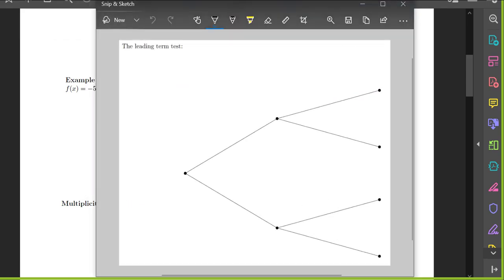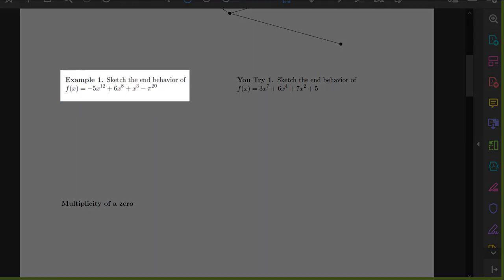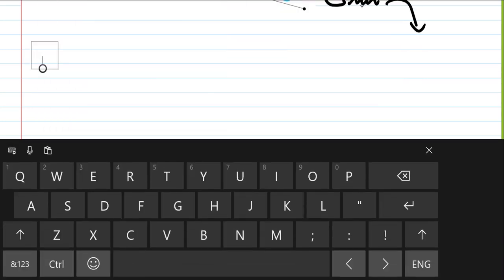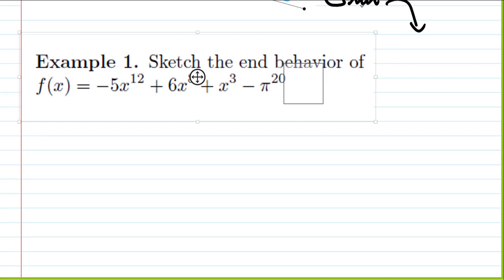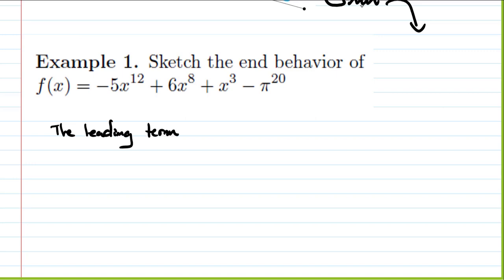Let's take a look at our first example. We wish to sketch the end behavior of f of x equals negative 5x to the 12th plus 6x to the 8th plus x cubed minus pi to the 20th power. So to use the leading term test, the first thing we need to identify is the leading term. So the leading term is the monomial with the largest exponent. That's going to be negative 5x to the 12th.